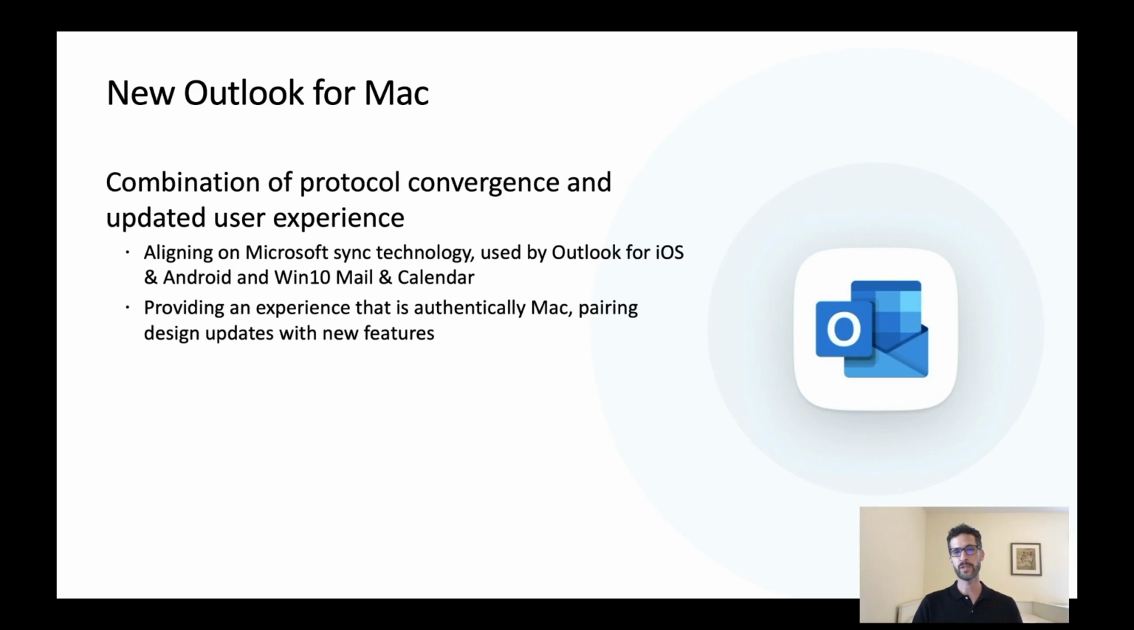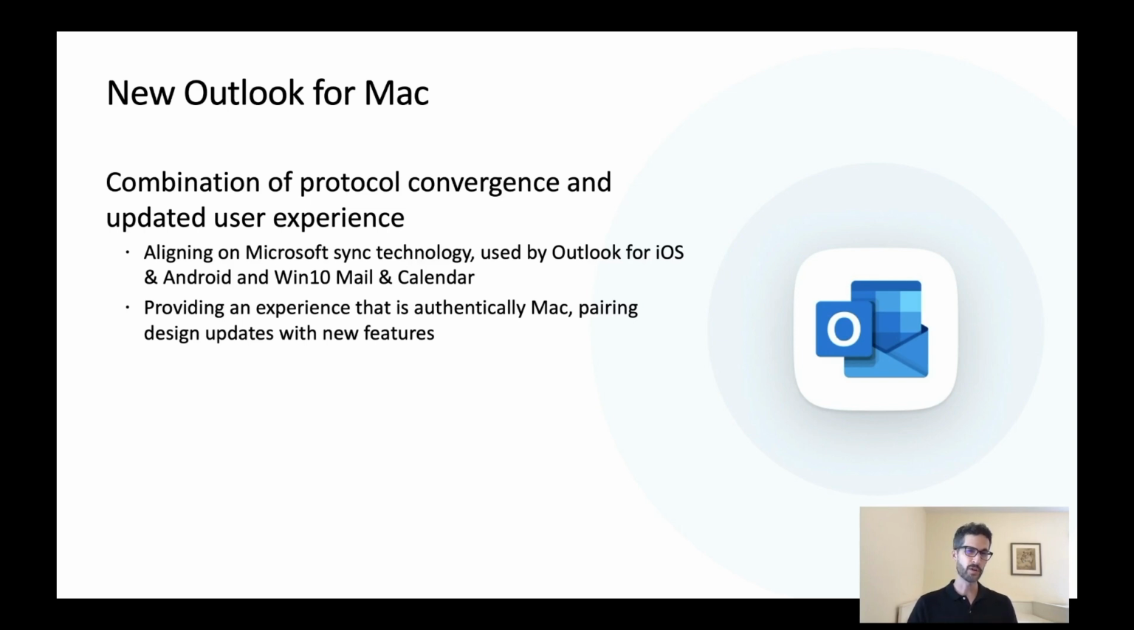The first is something we call protocol convergence. This means moving away from our current production stack that uses EWS to sync with Exchange Online and our SQLite-based database, which has a copy of all of the records from your account stored as external files on your Mac, to an architecture that uses Microsoft Sync technology, which is also used by Outlook for iOS and Android, and Windows 10 Mail and Calendar.